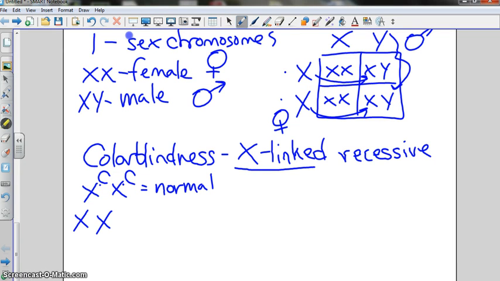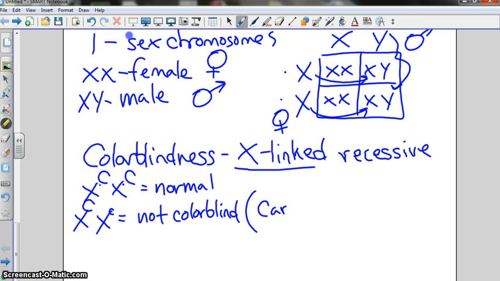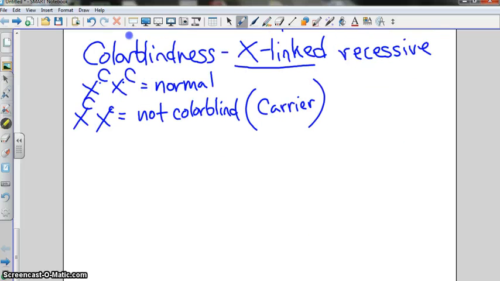Now let's do another female genotype. What's another way we could do her genotype? We could do heterozygous. We could have one dominant and one recessive. Now, colorblindness is recessive, so will she be colorblind? No. So we say she's not colorblind, but we have a special name for her. We call her a carrier. Why do you think we call her a carrier? Because she's carrying one of those genes, and even though she doesn't have the disorder, the trait, she could pass that gene down. So she's what we call a carrier.